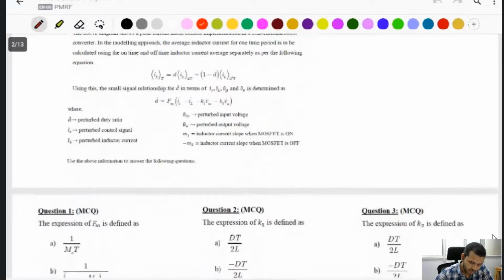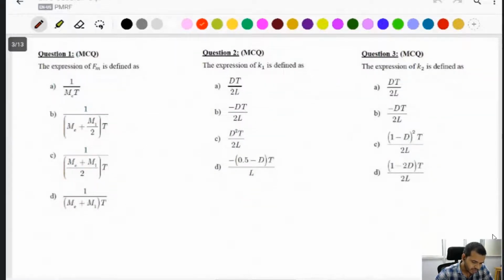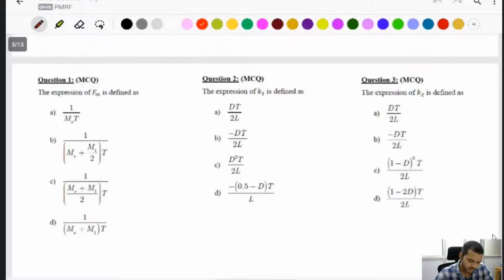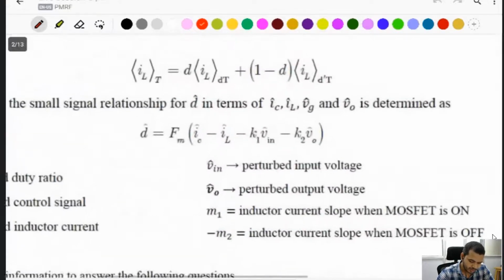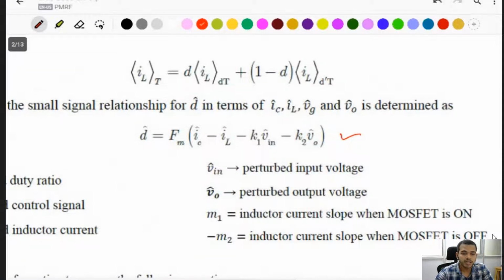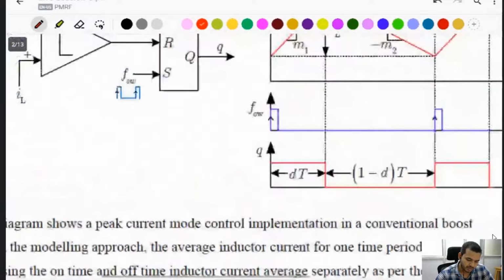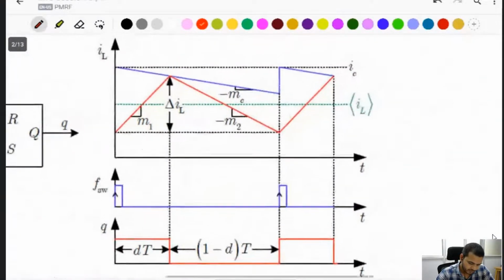Here he asks some questions related to this expression of Fm in the inductor average current and the values of K1 and K2. In this waveform, D is the duty cycle. It is given to obtain the duty cycle perturbation from the average inductor current. Here IL is equal to D IL and 1 minus D IL, and this waveform is given like that.